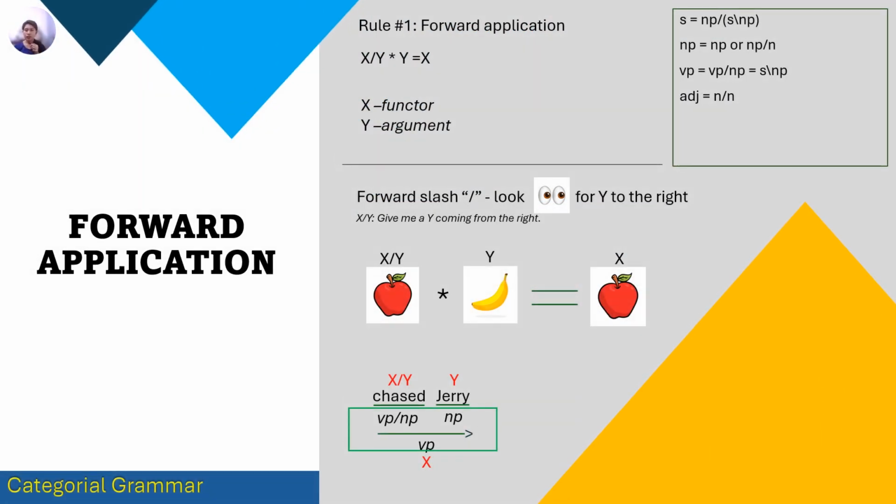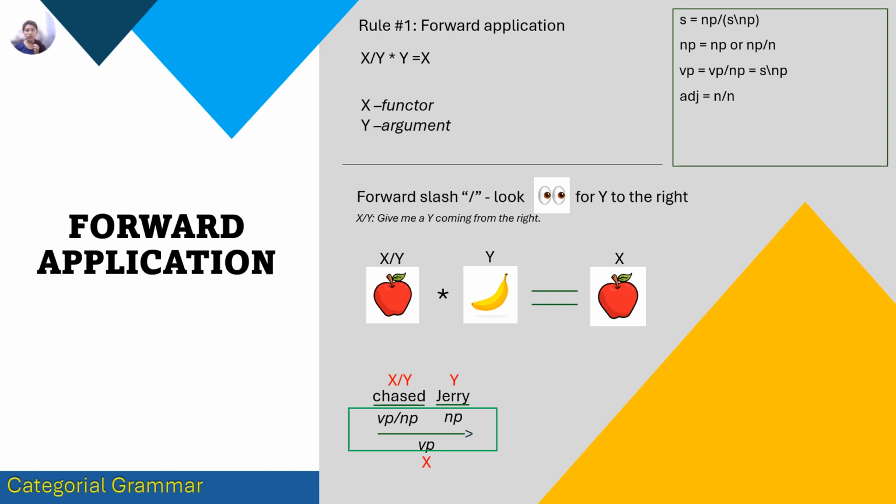For the forward application rule, we'll use this equation: x forward slash y times y equals x, where x is our functor and y is our argument. The forward slash serves as our guide. Forward slash means we will look to the right. It's like x asking a y from the right, or give me a y coming from the right.